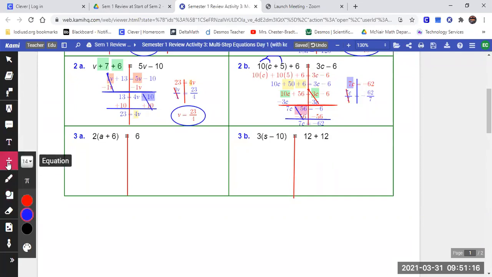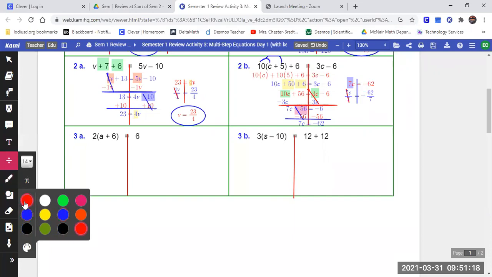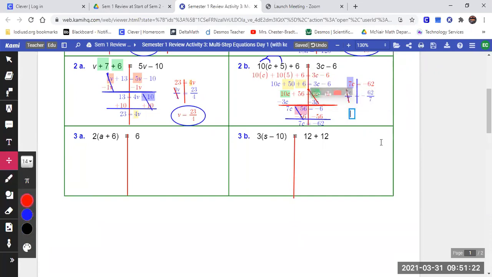Now, can a negative 62 be simplified by 7 in any way? No. So we just are going to say that it is equal to C equals negative 62 over 7, and we have to leave it like that.